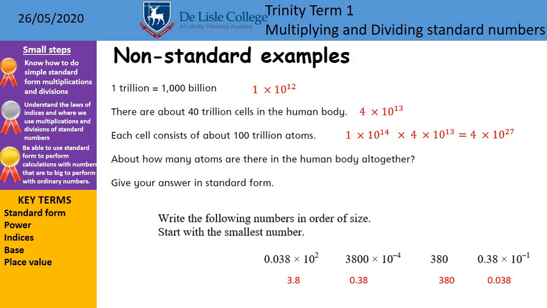So our 0.038 times 10 to the 2 was not in standard form, so we could change the place value and make 3.8. Our 3,800 times 10 to the negative 4, again, not quite in standard form, so we can't just do a comparison, 0.38. 380 is 380, and lastly, 0.38 times 10 to the negative 1, decrease that by 1, so we can now arrange those numbers in size order. The one on the right being the smallest, and then obviously second, third, and finally 380 being the largest.